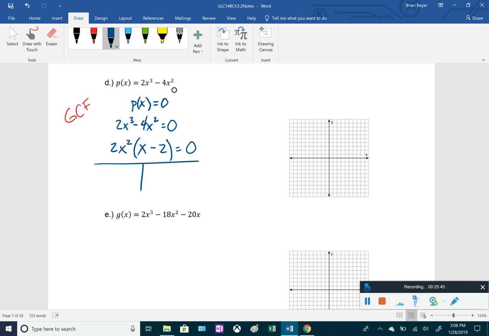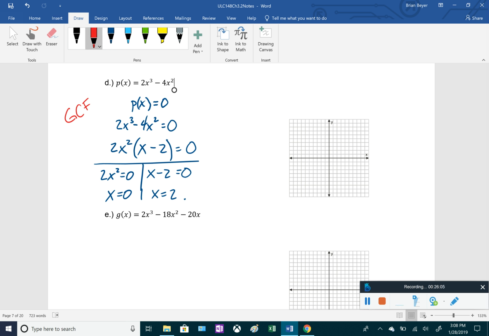So we have two different factors here. We have 2x squared. Set that equal to 0. And then x minus 2 equals 0. So that's the zero product property again. And then we solve them separately. We end up getting x equals 0 and x equals 2.